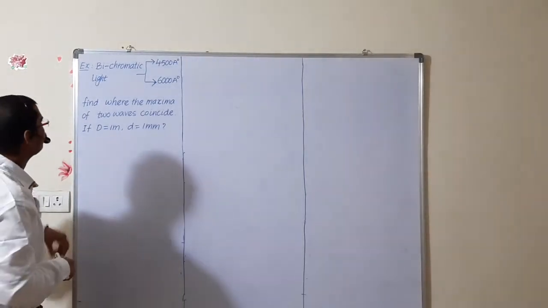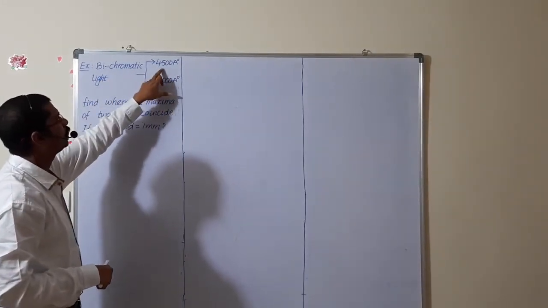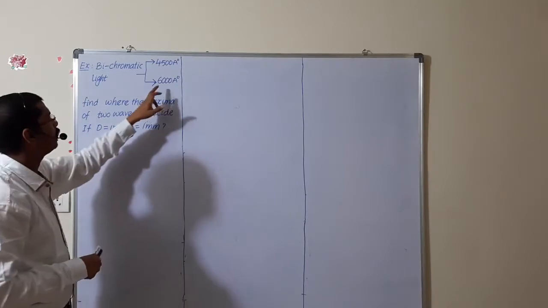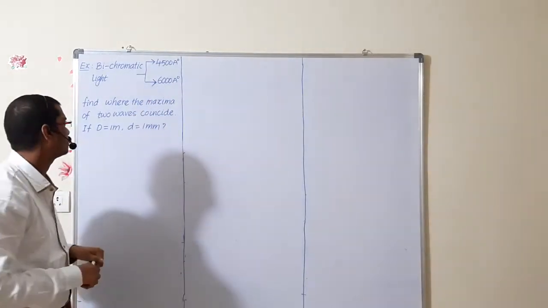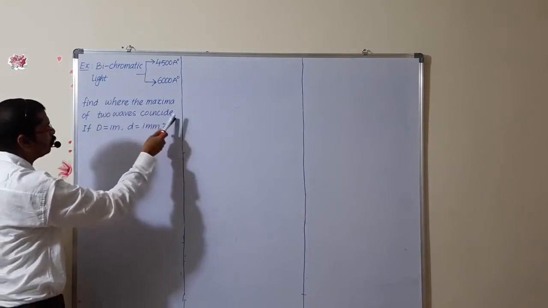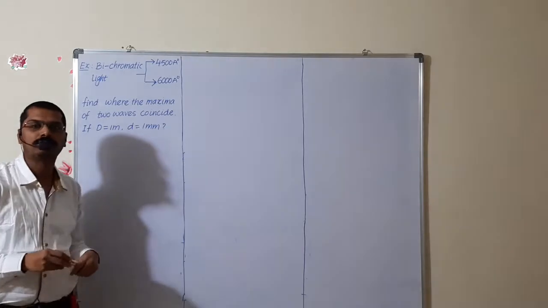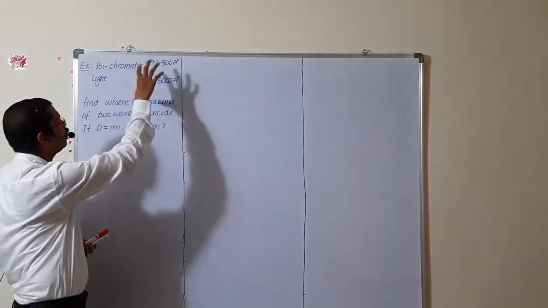Now another question. Bichromatic light of wavelengths 4500 angstroms and 6000 angstroms. Find where the maxima of the two waves coincide. Here capital D is equal to 1 meter and small d is equal to 1 millimeter. Okay, the two bichromatic lights.